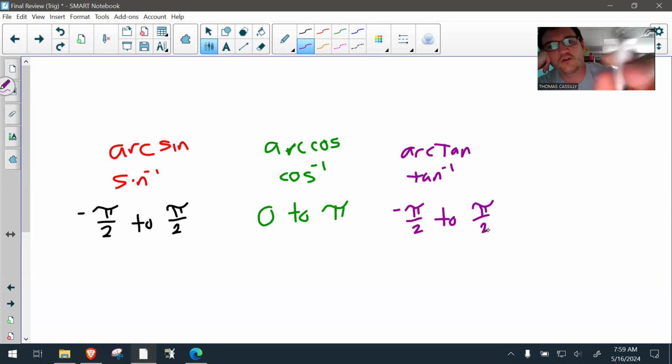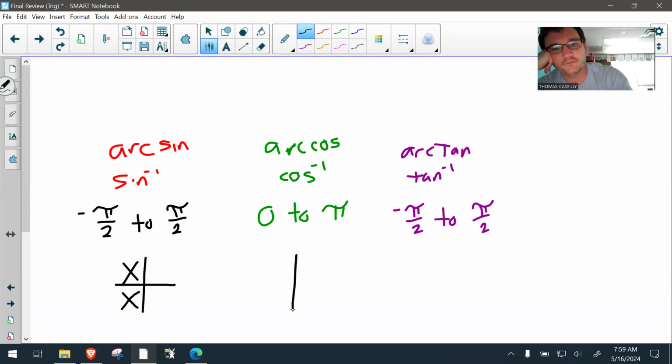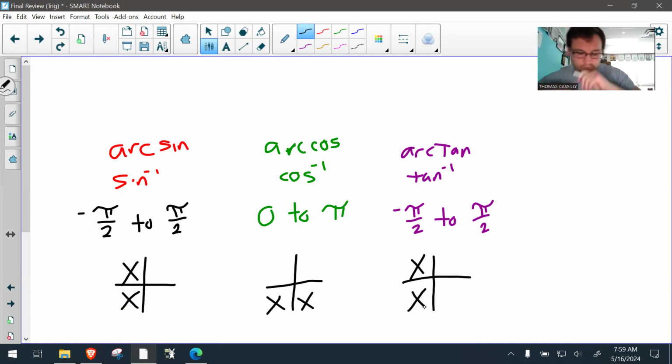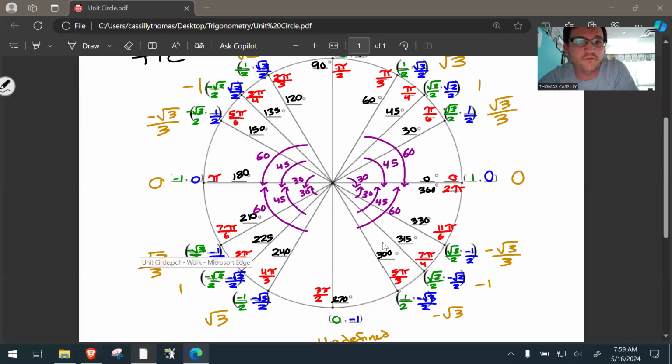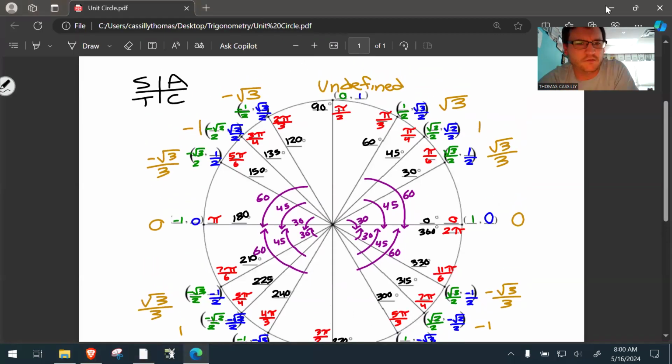Right? And what that looks like on our unit circles is everything that has an arc sine can only be in quadrants 1 and 4. Everything that is an arc cosine can only be in quadrants 1 and 2. And the last one, the arc tangent, the only answers we can get are in 1 and 4, just like the arc sine. Right? So with that in mind, let's look at some of these problems here. They're asking for the arc sine of negative square root of 2 over 2. All right, so this is just go to the unit circle, find negative square root of 2 over 2.